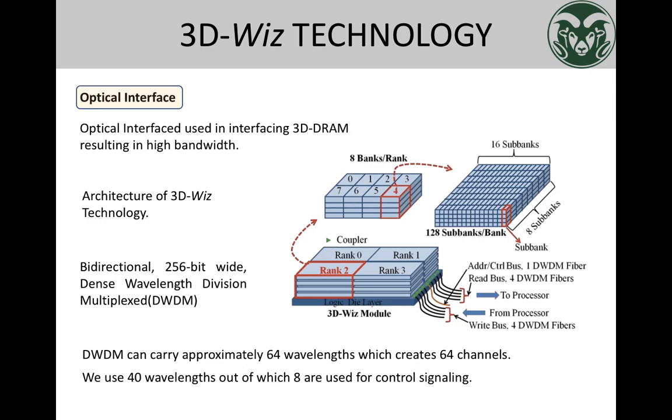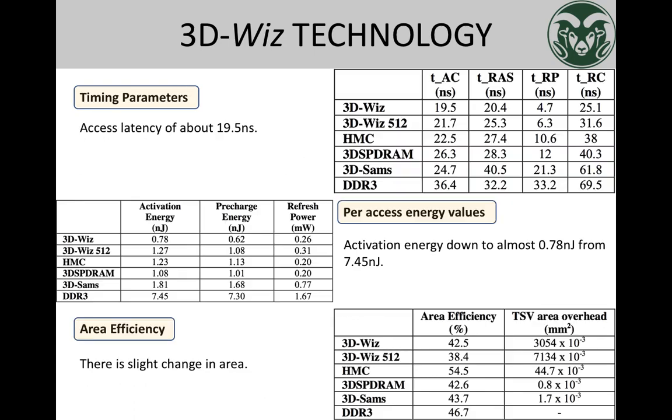A 3D WIS module is divided into 4 ranks, and each rank has 8 banks. Each bank is divided again into 128 sub-banks, able to handle one cache line at a time. Now, with the optical interface, we are able to manage up to 64 channels. However, we use only 40 wavelengths or channels, out of which 8 are used for control signaling. The results of 3D WIS technology are as follows.